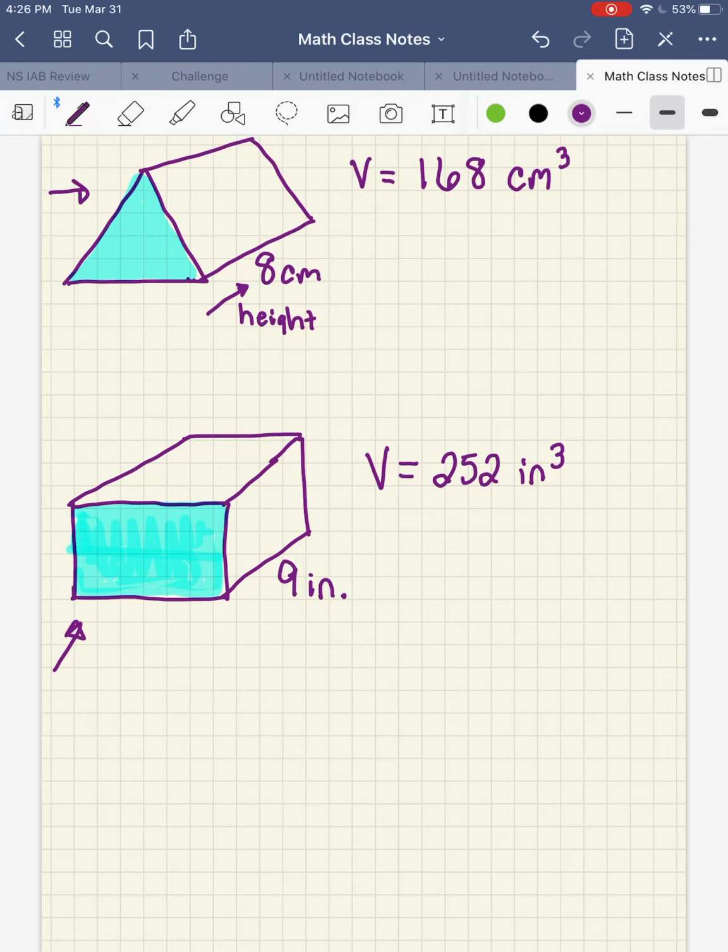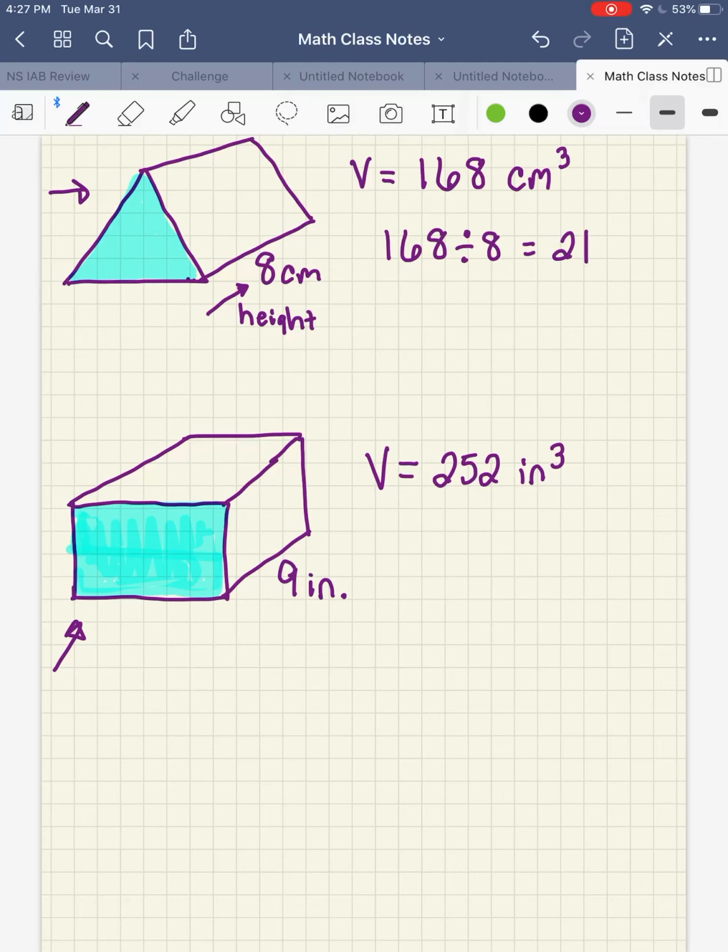But what if they want you to work backwards and figure out the area of the base, which means the area of that blue triangle? Well, if we start at the end, we know 168. We would get that volume by multiplying the area of the base, the blue part, times the height, which is the 8. So if we want to go backwards, we can divide the 8 out of there. And I did the work on another piece of paper here. If I take 168 divided by 8, I get 21.